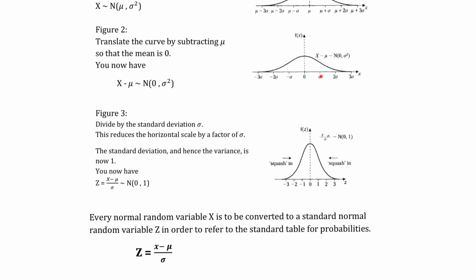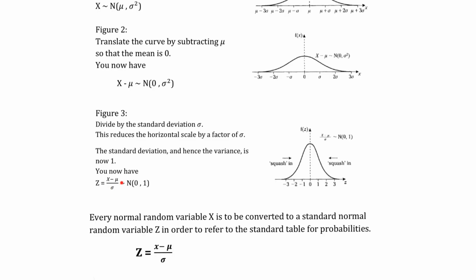So mu divided by sigma, sigma divided by sigma is 1, 2 sigma divided by sigma is 2, 3 sigma divided by sigma is 3, and so on. Now what happens is we have converted our normal distribution curve into z values. These are z values, these are corresponding z values. So the value of z equals 1 corresponds to a value of x that is one standard deviation away from the mean. The value of 2 corresponds to the value of x that is 2 standard deviations away from the mean.